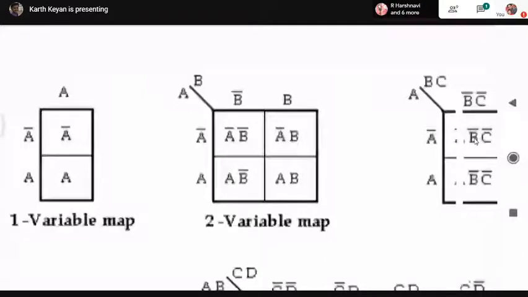Okay, it is going to be A bar and B bar, which is equal to 0, 0. We'll take a two variable map. I'm going to have four possible combinations. All four possible values are there: 0, 0. Second one 0, 1. Third is 1, 0. Next is your 1, 1.